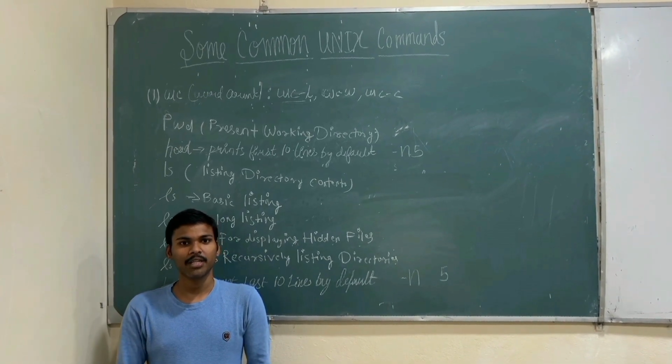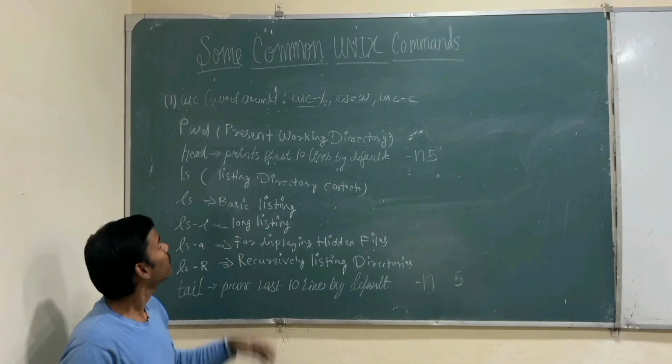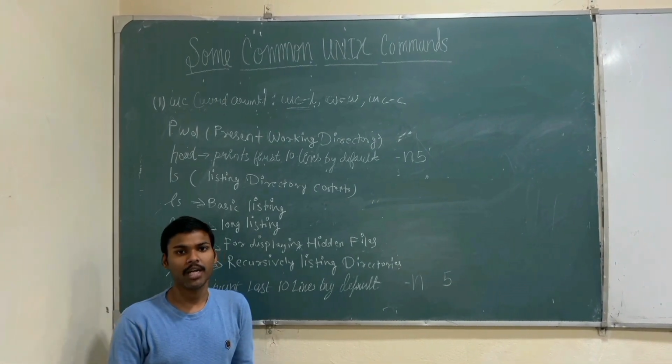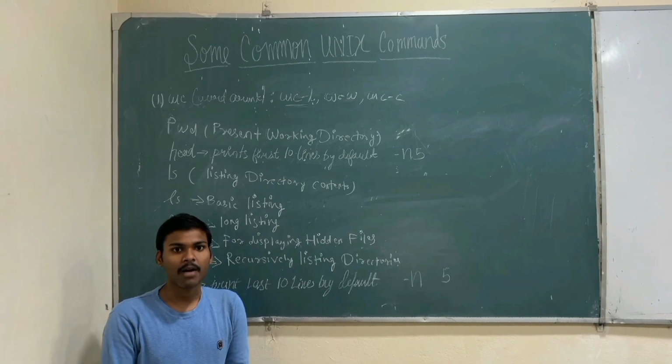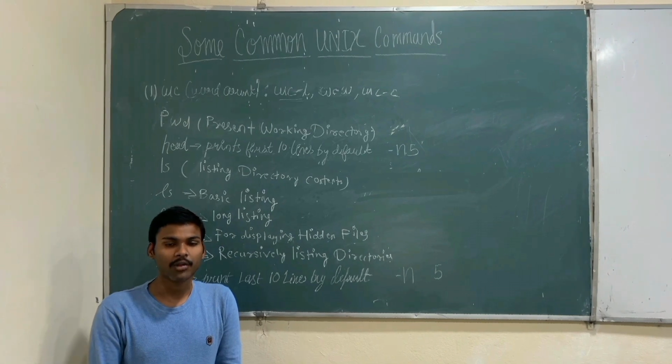Today we are going to learn some common Unix commands. So the first one we have is WC. WC stands for word count. Besides being a command, WC is also a filter command which is used to filter our file.